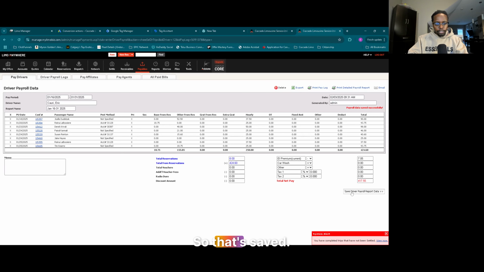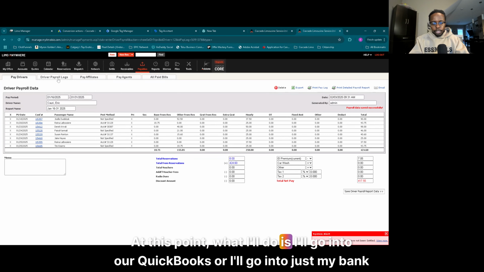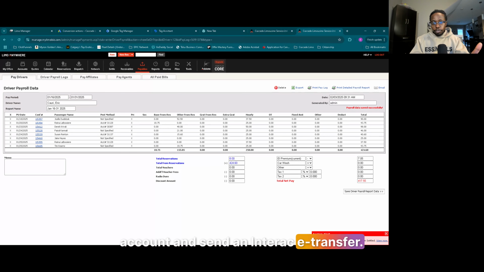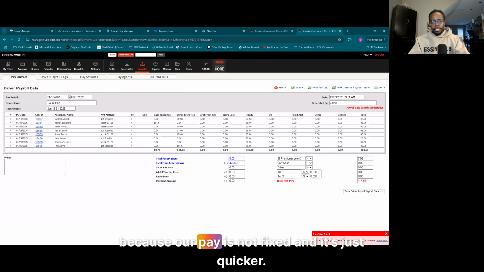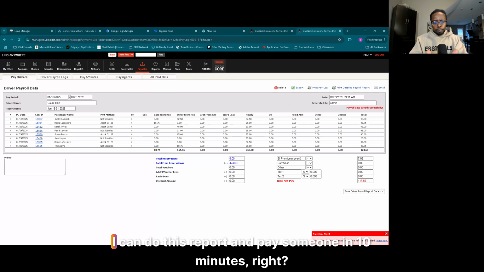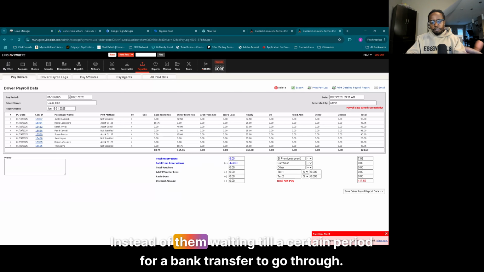Okay. So that's saved. At this point, what I'll do is go into our QuickBooks, or just my bank account, and send an Interac e-transfer. For me, it's easier to send an Interac e-transfer than to do bank deposits, because our pay is not fixed and it's just quicker. I can do this report and pay someone in 10 minutes, right? Instead of them waiting till a certain period for a bank transfer to go through.